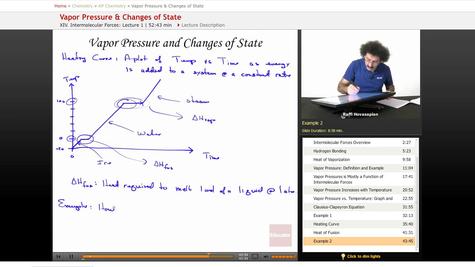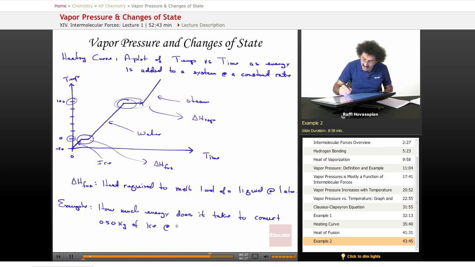How much energy? This is going to be a bit of a marathon problem. How much energy does it take to convert 0.50 kilograms of ice at negative 25 degrees Celsius? So we're starting with a block of ice at negative 25 degrees Celsius to steam at 220 degrees Celsius. So we're going to take a 0.5 kilogram block of ice.